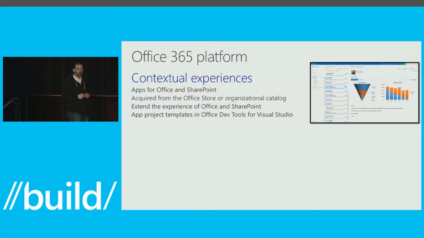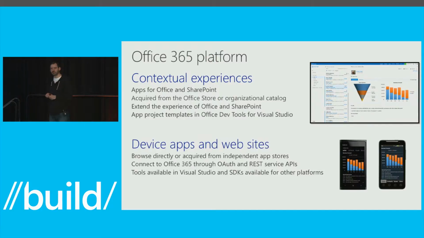There's a second category, and it's one that we've been focusing on making really rich very recently. And that's standalone device apps and websites. I'll show a bunch of demos from this today. This will really be the big focus. You can think of it as just a regular website out on the internet or a device app that you get from any device store, whether it be iOS or Android or Windows. Those are independent applications that aren't embedded in the Office 365 experience, but they're using REST and OAuth to take advantage of and interact with Office 365 through services.